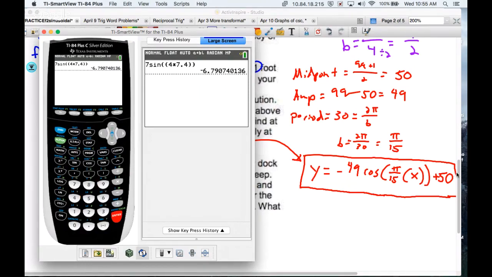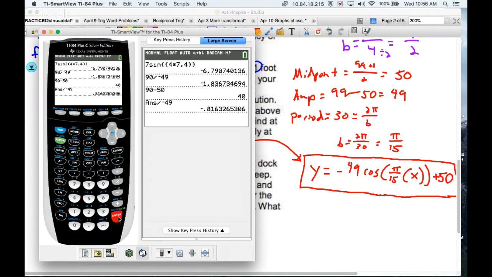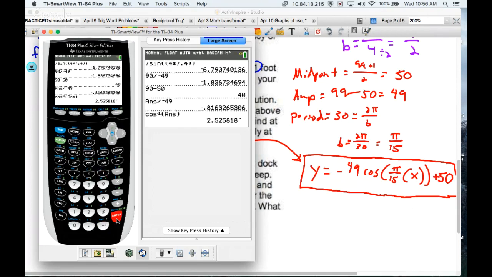Oh, actually the most outside operation is this plus 50. My bad. So 90 minus the 50. So we're starting over. Then I can go ahead and divide it by the negative 49. Then I can do the inverse cosine. So I do second cosine, second answer to import the previous number.